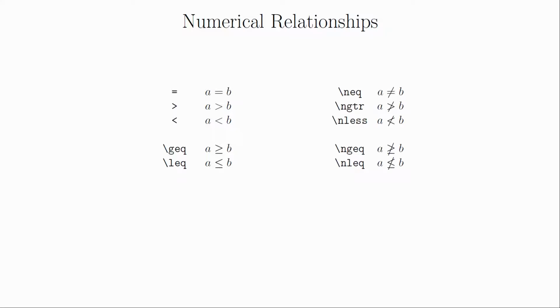For ordering symbols on the real numbers, equal to, greater than, and less than are just the standard symbols on the keyboard. For greater than or equal to, and less than or equal to, we have these symbols. And all of these commands have negations. There's also a command for approximately equal to, and the single squiggle version of that. These last two symbols don't have a special negation symbol.